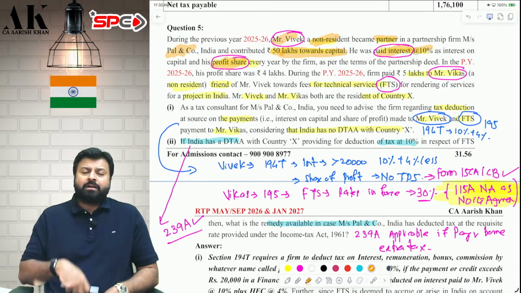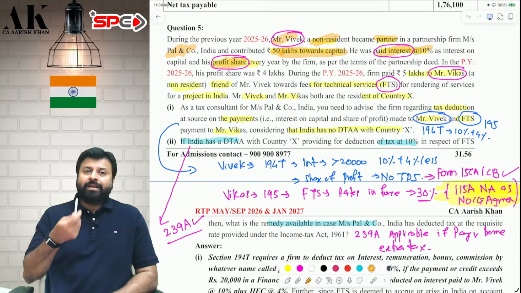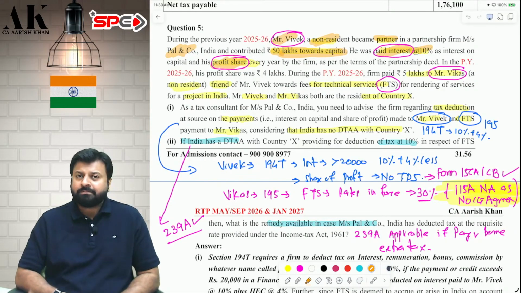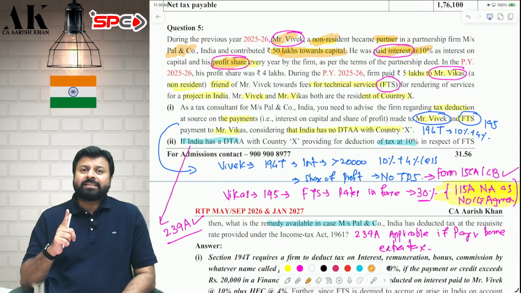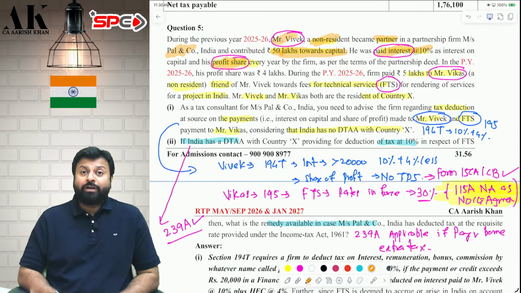So I am a firm, you are a partner. You are a non-resident partner. I am giving you interest. I am giving you share of profit. I need to comment whether I should deduct TDS or not. On interest, I should deduct TDS under section 194T, a new section introduced from 1st April 2025.